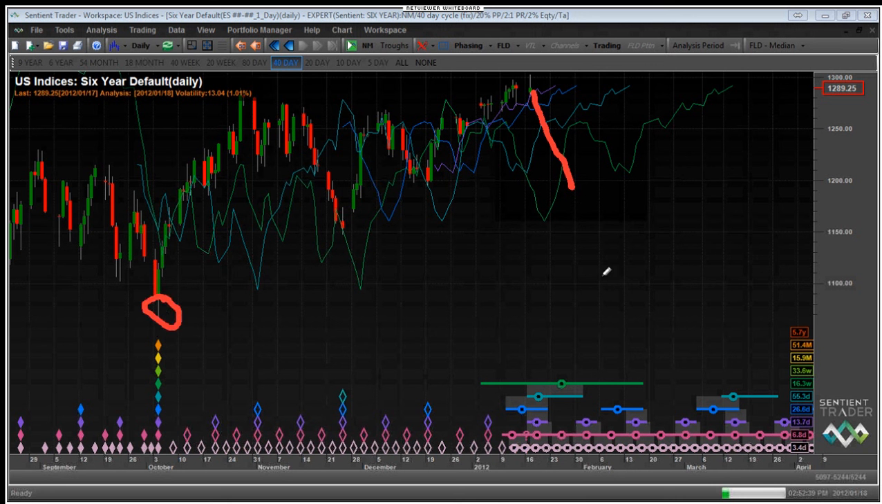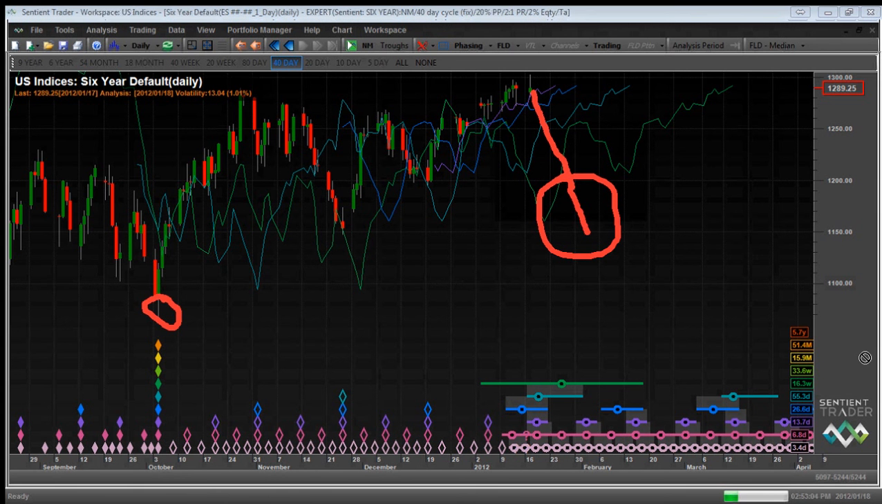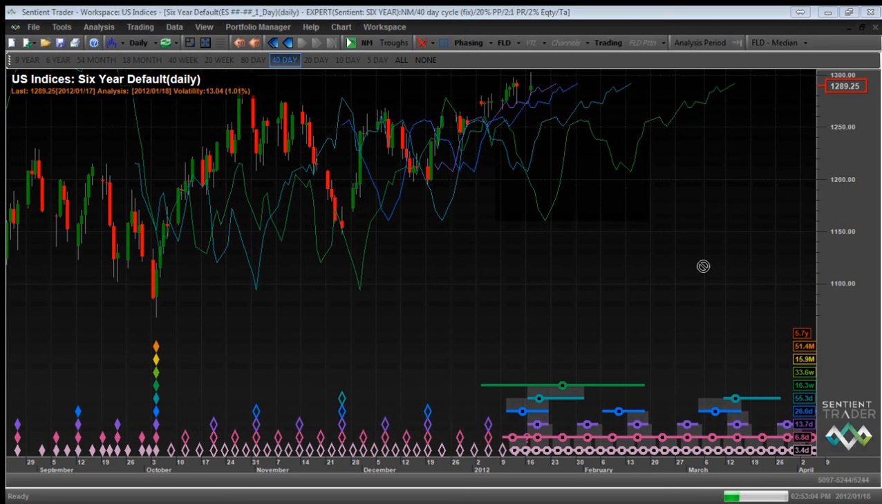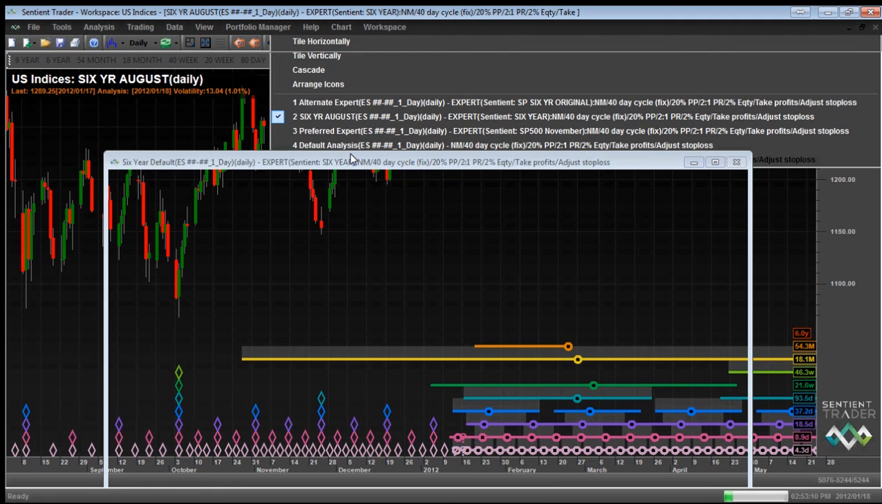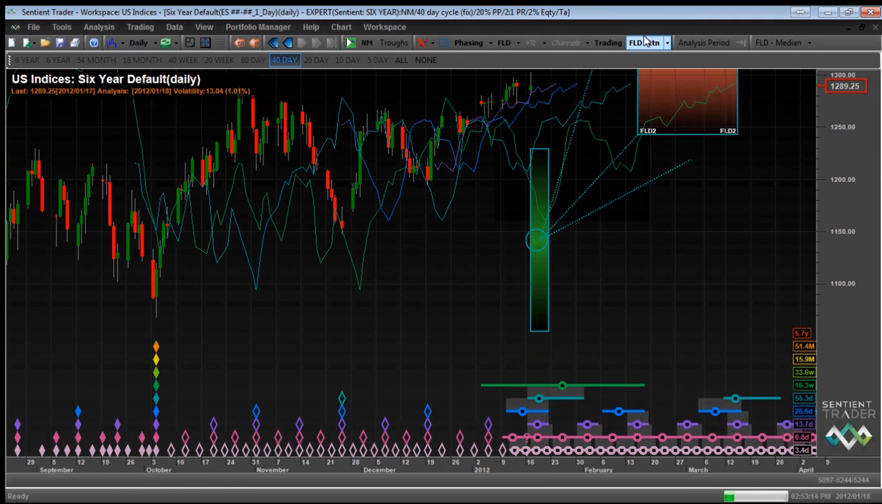Let me just draw it. We're pretty much expecting price to come down and form a trough of the 20-week cycle. Where would we expect it to be? Well, if this analysis is true, then of course we would expect this 20-week cycle trough to be higher than this trough over here. So in other words, we'd expect it to come down somewhere here.